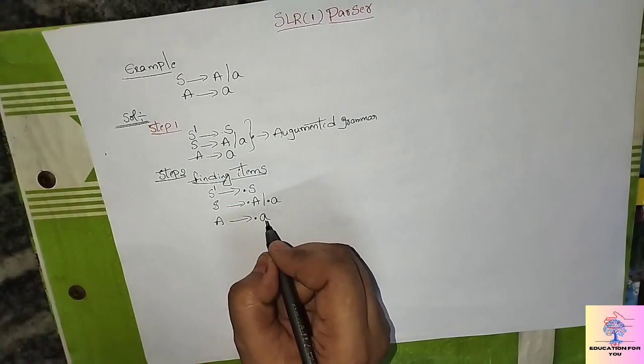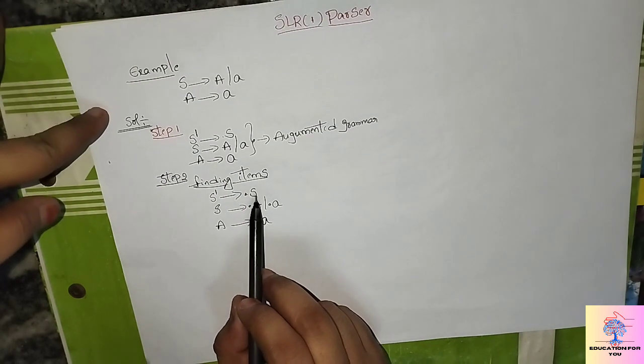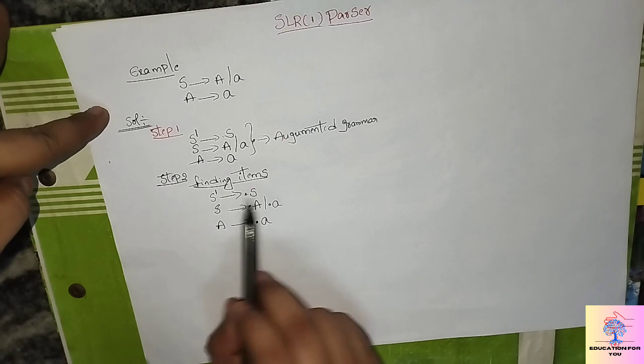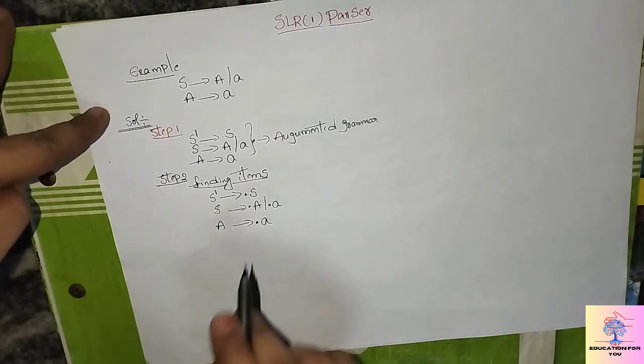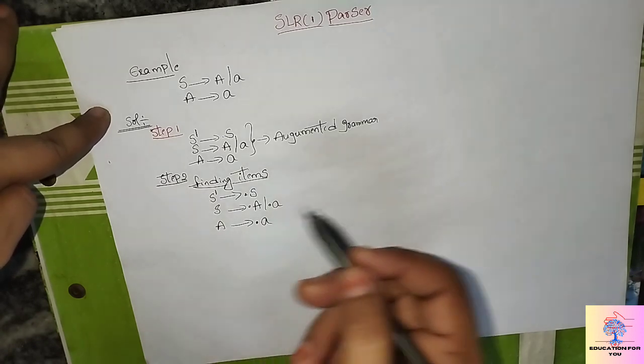Now the next step is what? You have to shift this dot to the end of the right hand side. That is your main aim here. So for that you will get more states.